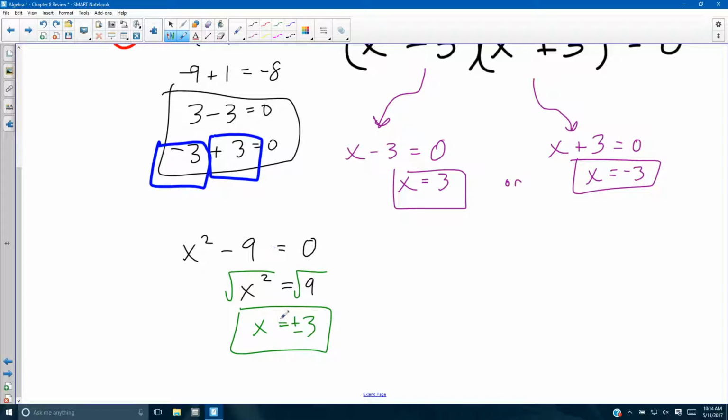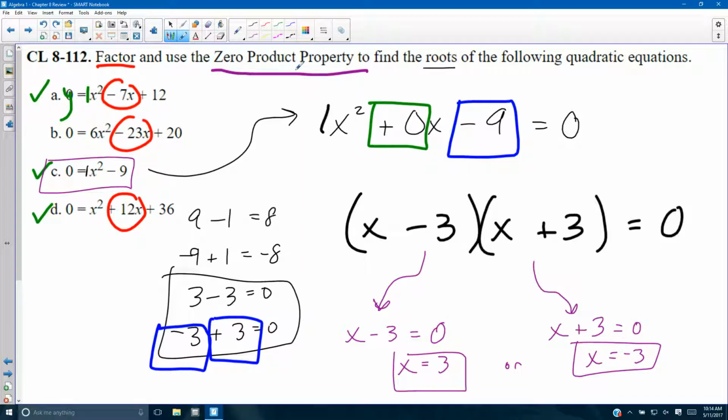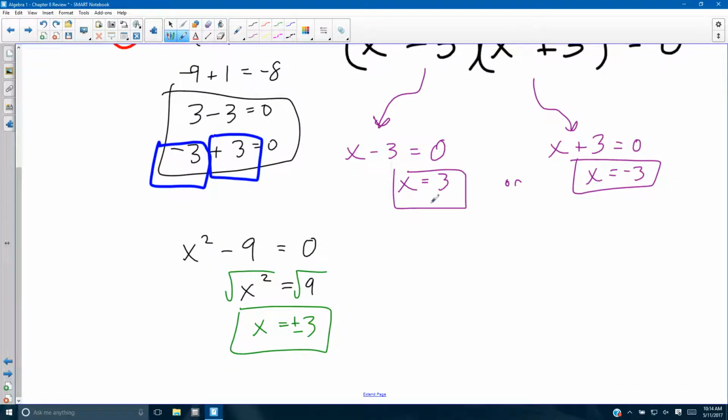That's another way to solve this one problem here, but it's not the way it was instructed. We were instructed to factor and use zero product property. So x equals 3 and negative 3. Once again, these are x-intercepts of this parabola. It's crossing through two places.